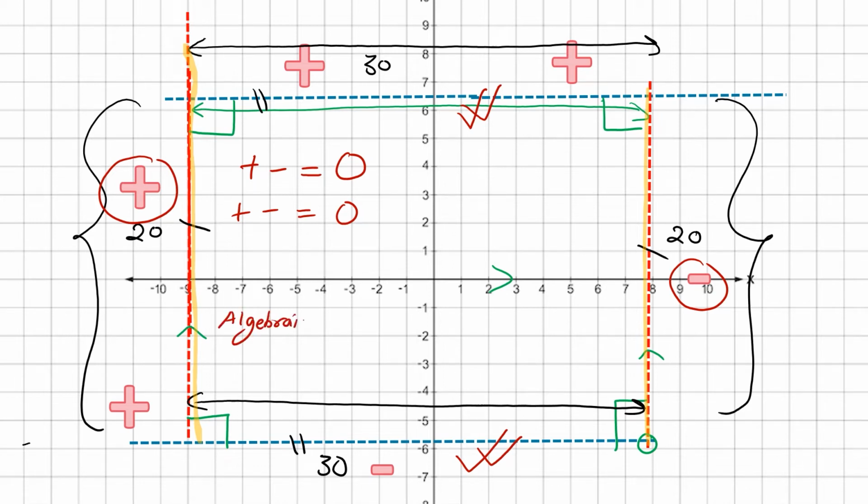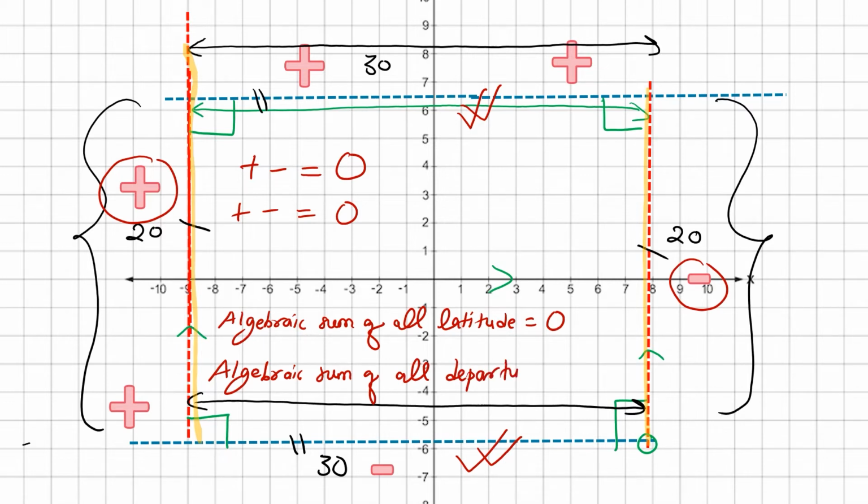algebraic sum of all the latitudes should be equal to 0, and the algebraic sum of all the departures should be equal to 0. Okay, so when you add all the latitudes, then your sum should be equal to 0. Okay, and when you add all the departures, then your sum should be equal to 0. If your sum is not 0, then something is wrong. Okay.